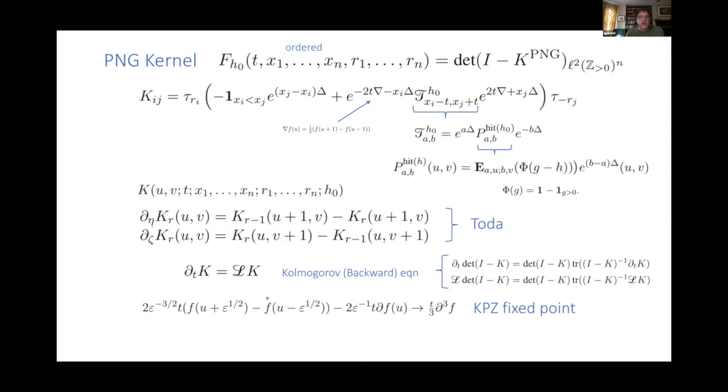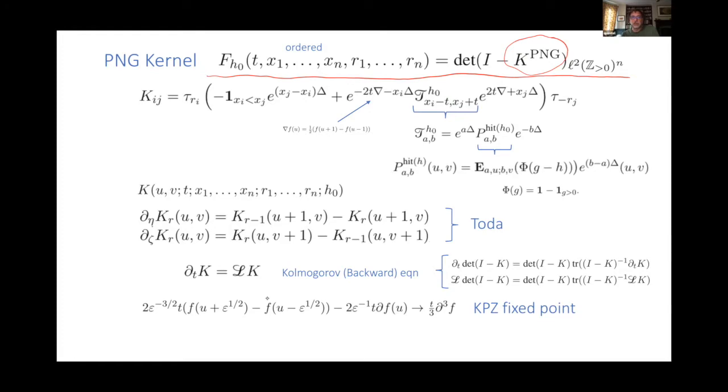As I said before, the finite dimensional distributions are just given by a Fredholm determinant of an operator K_PNG. What happens is that you start with your initial data H0, and out of that H0 you produce an operator which depends on these extra parameters T and X1 through Xn and R1 through Rn.